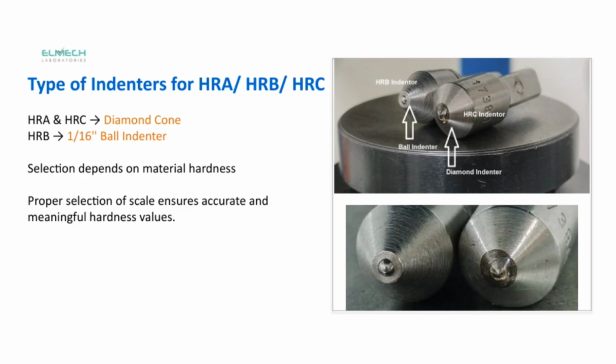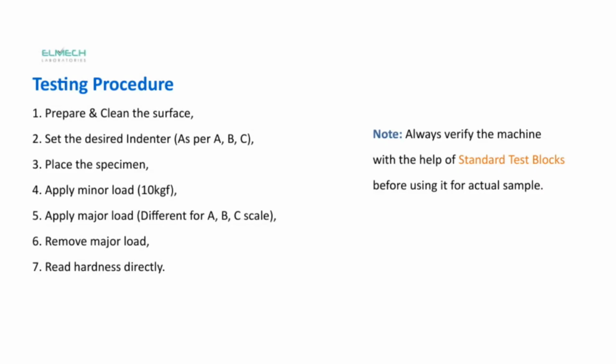Proper selection of the scale and indenter ensures that the values you obtain are both accurate and meaningful. So, when you're conducting a hardness test, remember to match the indenter type to the material you're testing. This helps you get reliable results that truly reflect the material's properties. Before we begin testing, it's crucial to always verify the machine's accuracy using standard test blocks. This helps ensure that our readings are reliable and precise.